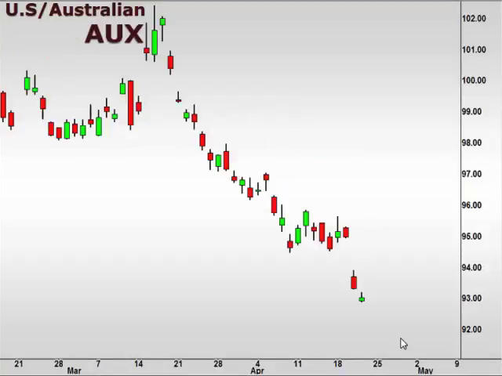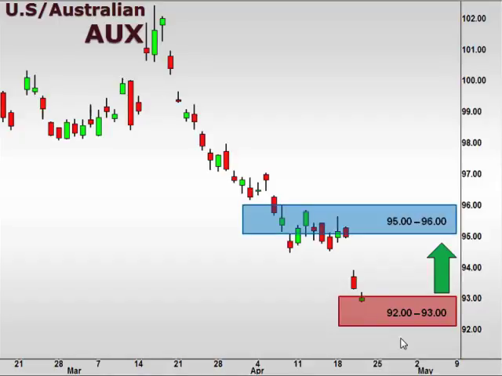Let's take a look at the US dollar versus the Australian dollar as seen here in the ISE FX Options pair value AUX. Well, the AUX tested the 92-93 focal zone here for support, and we should see a bounce here this week. However, this 95-96 focal zone now becomes a very important overhead resistance level. Until we see a breakback above this 95 level, the path of least resistance continues to be to the downside.